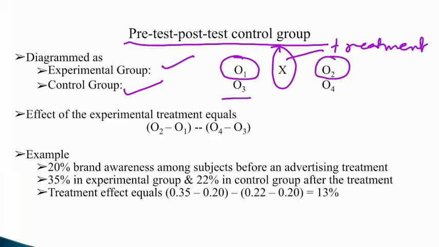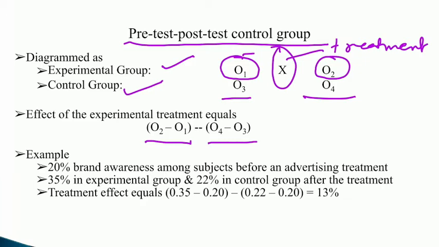But in the control group, as we are not giving any treatment, we have observations at the same time as the experimental group, before and after the treatment. We have to remember that time period and take all these observations, and then the effect is checked by O2 minus O1 and O4 minus O3. This example will further clear up the pre-test, post-test control group.